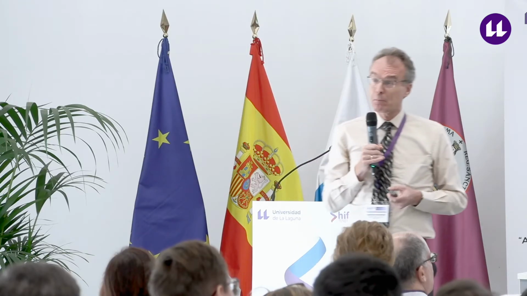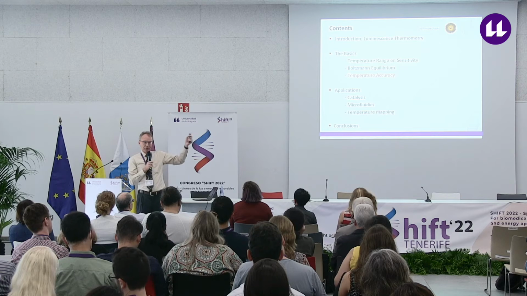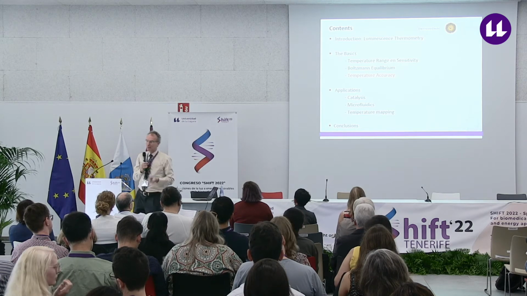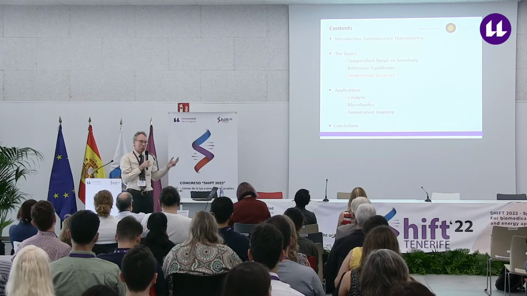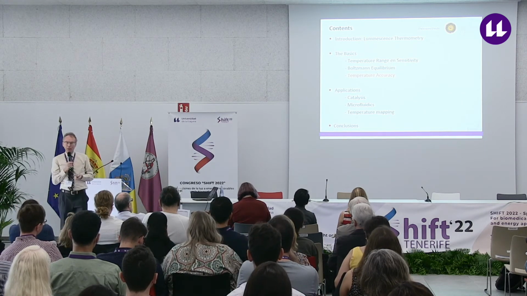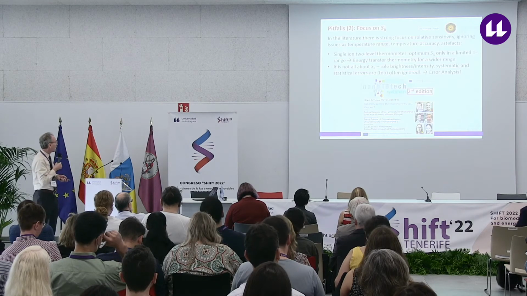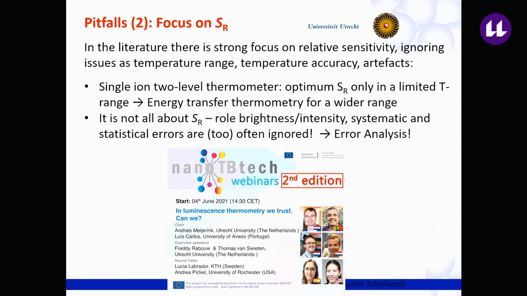Temperature accuracy. If you read the literature, sometimes people have a very large change in ratio of their emission intensity as a function of temperature, and then they get a relative sensitivity SR that is really nice, maybe 5% per Kelvin. And then from that they calculate what the accuracy is, and then you see reports where they say the accuracy is 10 millikelvin. Well, there are other factors that determine the accuracy, and luminescence thermometers are at best 0.1 Kelvin accurate. So that's the second pitfall that I would like to discuss.